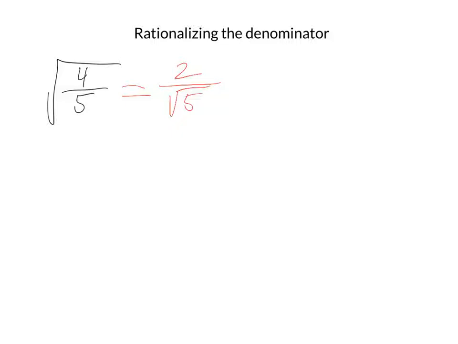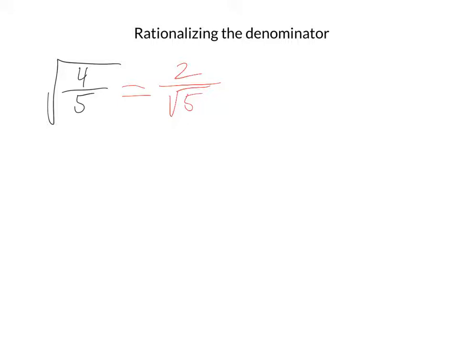However, this is not allowed. No, no, no. We cannot leave a radical in the denominator of a fraction. That's just not permitted. So what we're going to do instead is something called rationalizing the denominator. I'm going to use some clever mathematics to rewrite this fraction so there's no radical in the denominator, and yet it's still equivalent to the original problem.